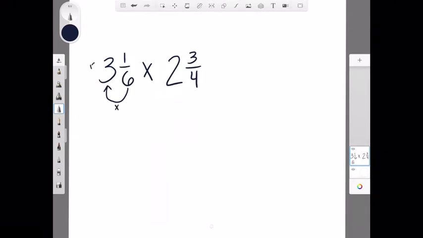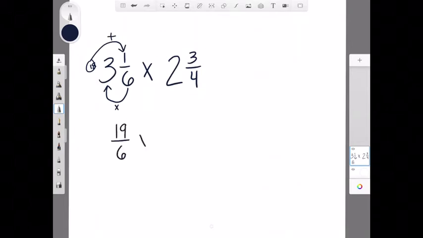6 times 3 is 18. 18 plus 1 is 19. This becomes 19/6. And this is 4 times 2 is 8. 8 plus 3 is 11. This one becomes 11/4. Now we can multiply the same way we learned how to just multiply fractions.